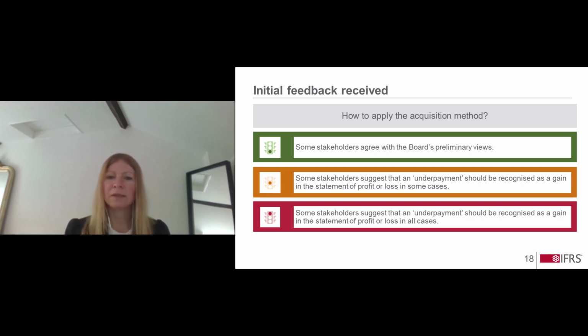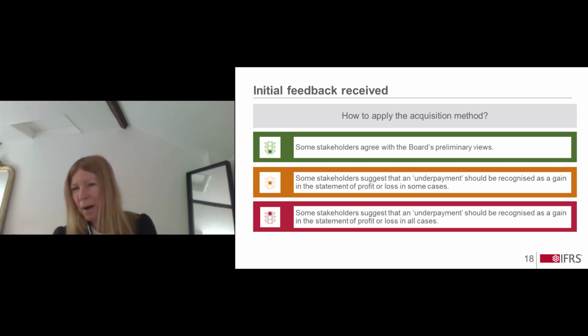And finally, some stakeholders argue that in some cases in business combinations under common control, it would be appropriate to recognize any underpayment as a contribution, as the board has suggested, and in other cases, which they describe as a lucky buy, they believe that the underpayment should be recognized in profit or loss, as would happen under IFRS 3. However, it is not really clear how to distinguish a contribution from a lucky buy scenario in a business combination under common control. Thanks, Julia.